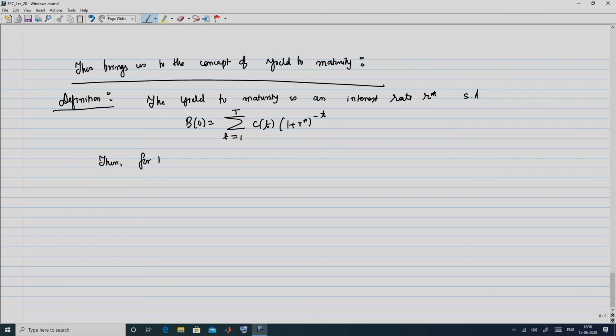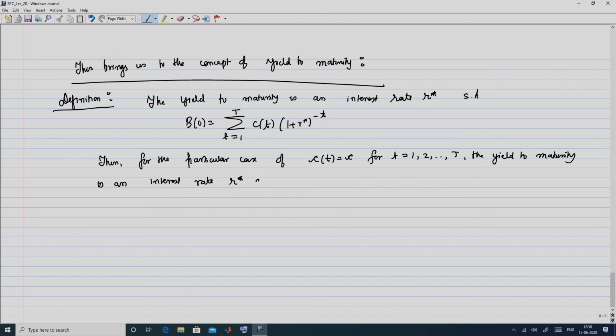Then for the particular case of C of t equal to little c, for t equal to 1, 2 all the way to capital T, the yield to maturity is an interest rate R star such that B of 0 is equal to summation C into (1 plus R star) raised to minus t, t equal to 1 to capital T, plus B of capital T into (1 plus R star) raised to minus T.